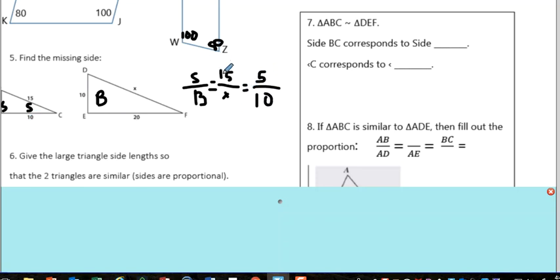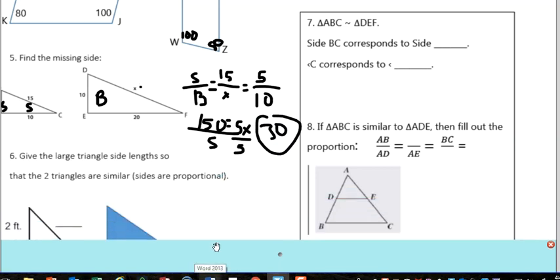So then you'd cross multiply. 15 times 10 would be 150 equals 5x, 5 times x. And then we're going to divide by 5 on both sides. And you should get 30 for that missing side, which is right here. Okay, should be pretty straightforward. If you don't get it, raise your hand.